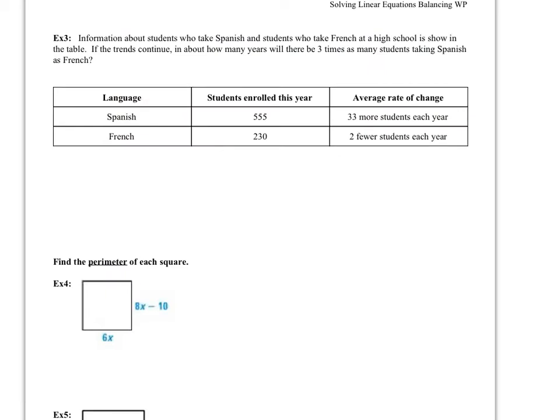So on this next example, we're comparing students who take Spanish and students who take French at a high school. And it says that if the trends continue shown in the table, how many years will there be 3 times as many students taking Spanish as French? So I want you to think about your scale, which side would be heavier and which way your scale would tip. And so how could you balance that out using this factor of 3 times?